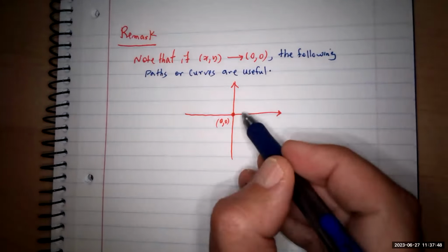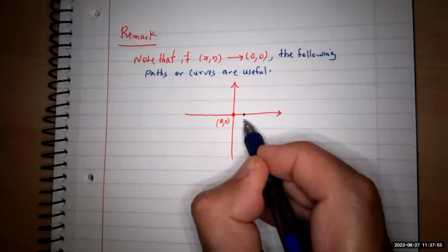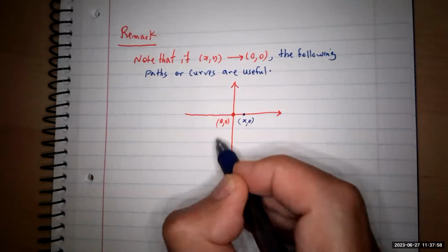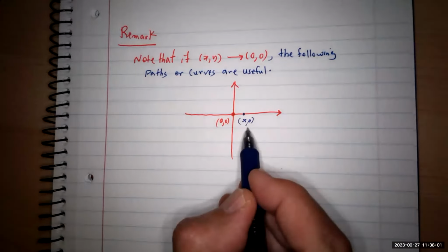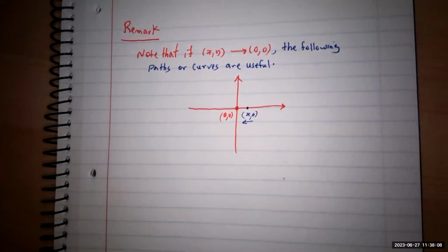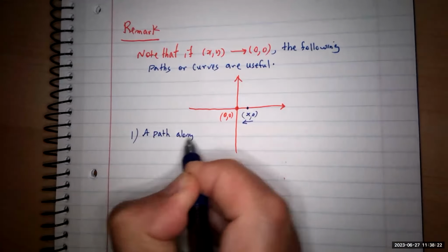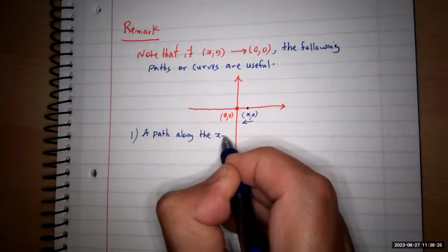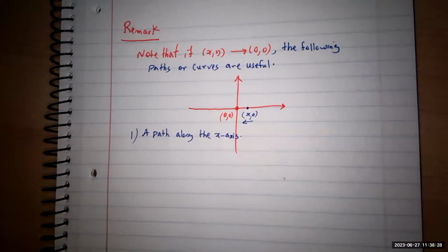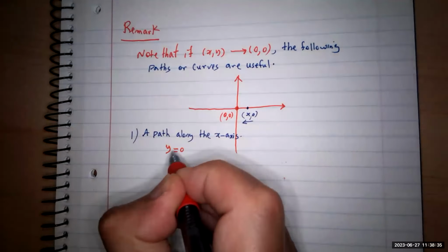You see, if you want to pick a point on the x-axis, you know that there is no y. So this point is going to be (x, 0). This is going to be along the x-axis. So if you go from this direction, x getting to (0, 0). So this is the first path that we're going to consider, a path along the x-axis. If you're going to be along the x-axis, this means in this case y is equal to 0.